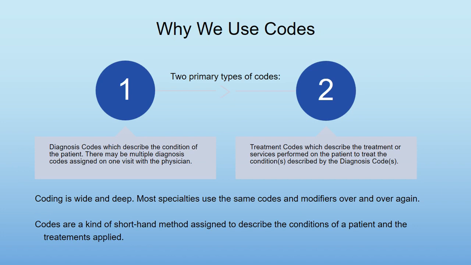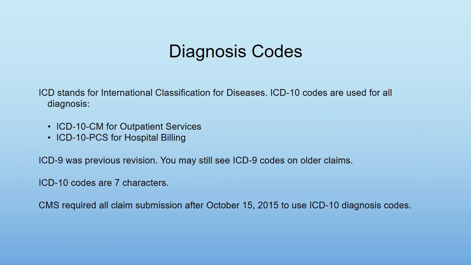Coding, like I mentioned, is very wide and very deep. There are unique codes for every specialty, but many specialties use the same codes and the same modifiers commonly. So codes are kind of a shorthand method that are used to describe the conditions of a patient and the treatments applied. Just wanted to give you a brief overview of what codes are used and how they are related. Let's get into diagnosis codes a little bit.